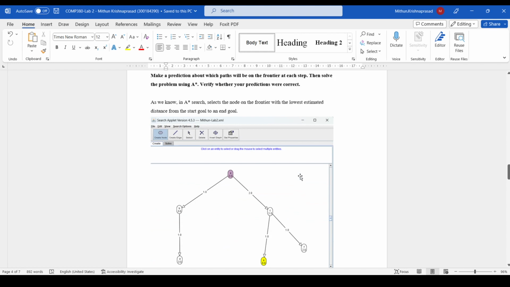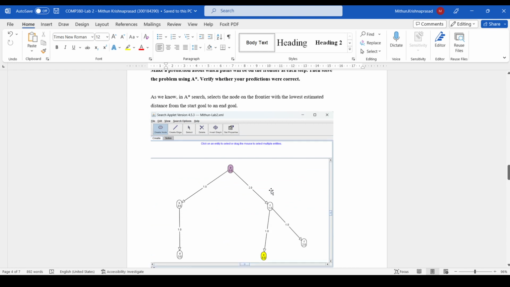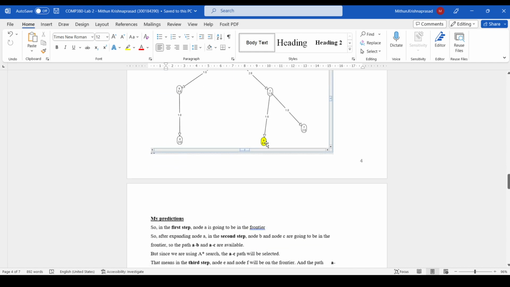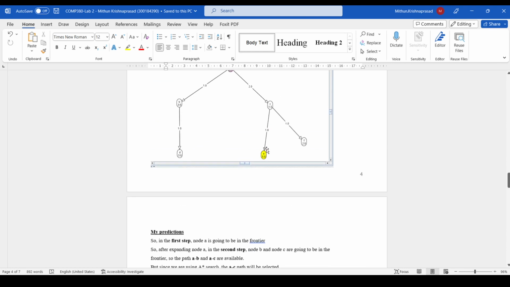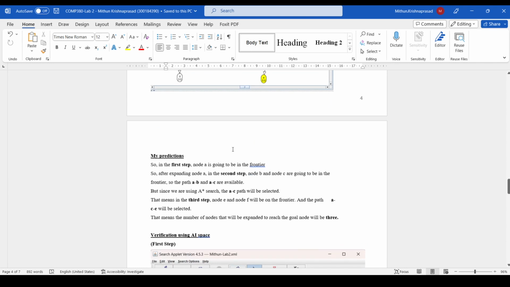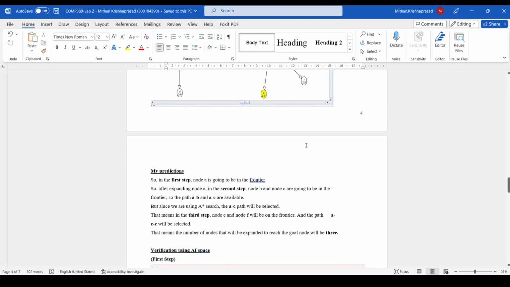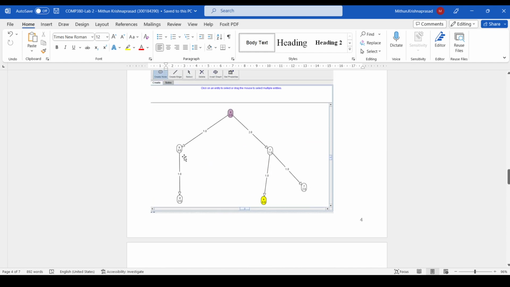Next, I also represented it in AI space. I created a graph and included the goal node and the start node as well, and it included the edge costs and the heuristics. Before I do the actual simulation, in the first step, node A is going to be in the frontier. After expanding node A in the second step, we'll have two more nodes in the frontier, B and C.